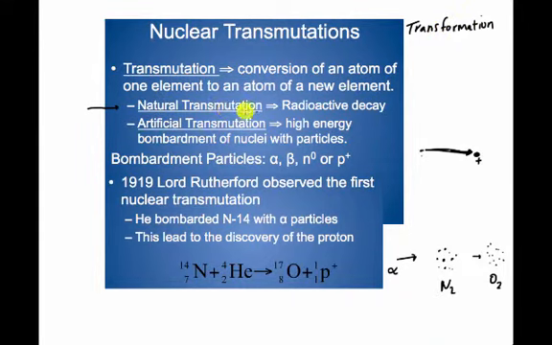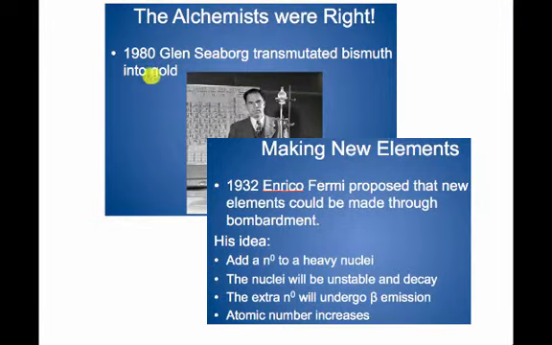Okay, so there's natural, which is what we've been talking about already, radioactivity in the natural world, and then artificial transmutation, where we try to force it to happen. Well, this led scientists to think, if we can do that, why couldn't we convert an element into gold? And actually, in 1980, Glenn Seaborg accomplished this. He found that you can transmute. Now, bismuth isn't lead, I'll give you that.